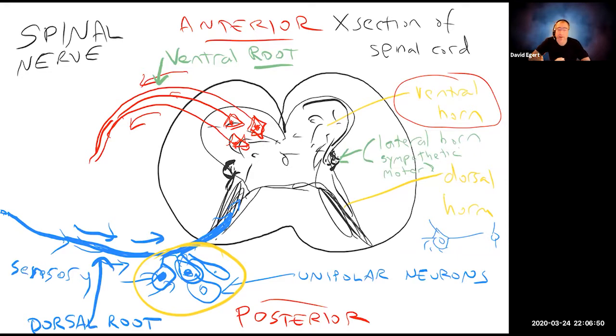Does anybody remember what we call a collection of neuron cell bodies outside the brain and spinal cord? They're called ganglia. Exactly. It's ganglion. So this collection of unipolar neuron cell bodies that are facilitating all the sensory signals coming into the spinal cord, this puppy is called the dorsal root ganglion.